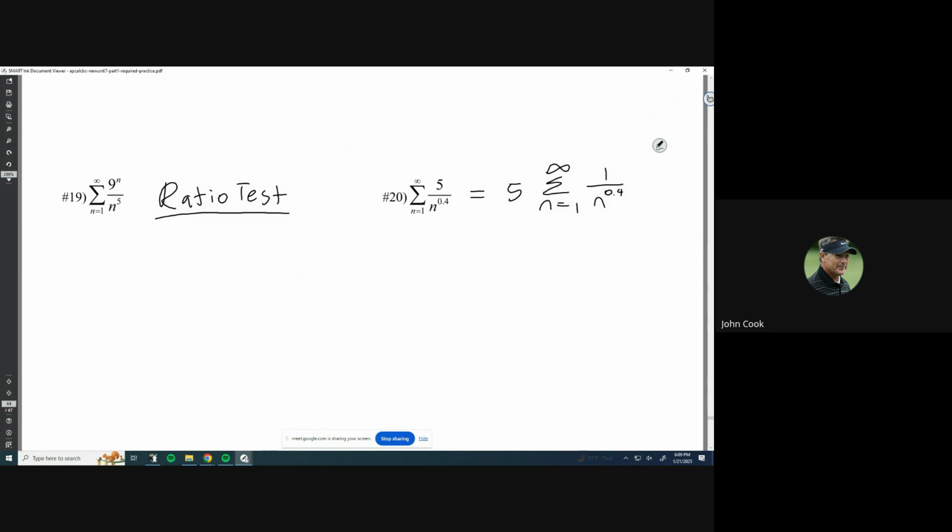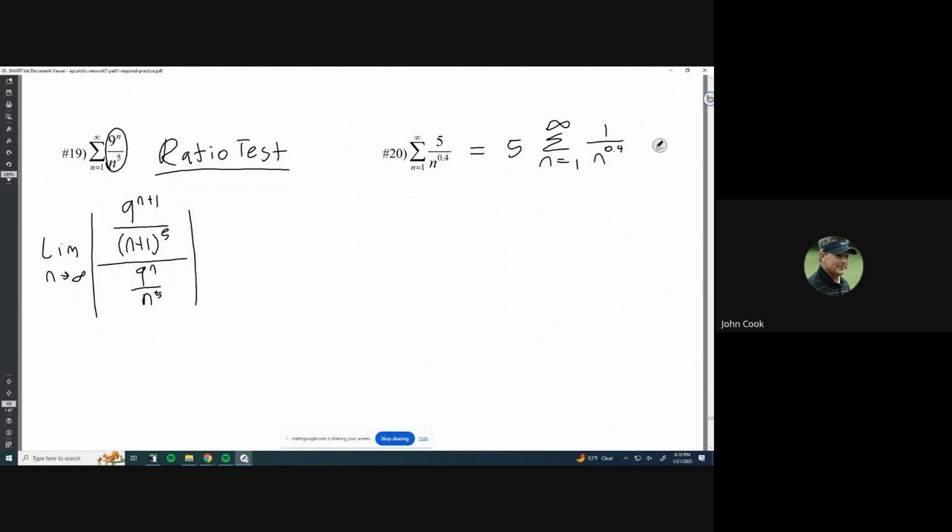So ratio test, again, the way that it works is you use the original sequence, and then wherever there's an n, you put in n plus 1. So 9 to the n plus 1 over n plus 1 to the 5th. And then you make a fraction, and then the denominator is going to be the same sequence. So just 9 to the n over n to the 5. Put an absolute value around it, and take the limit as n goes to infinity. All right, let's see what happens with this thing.